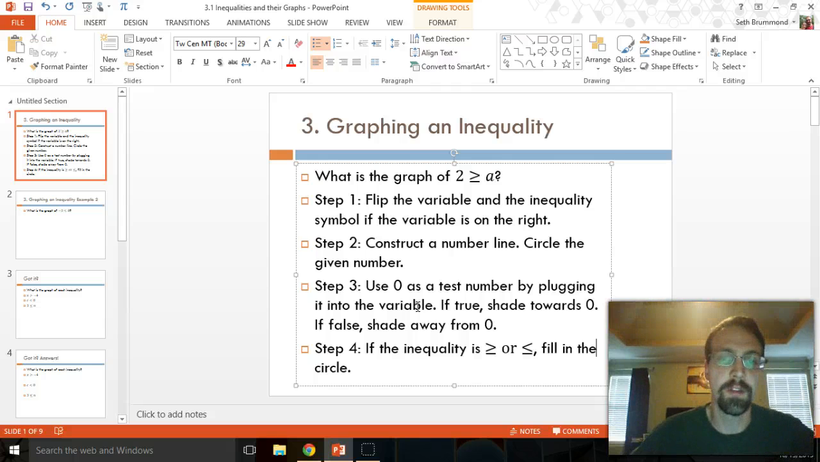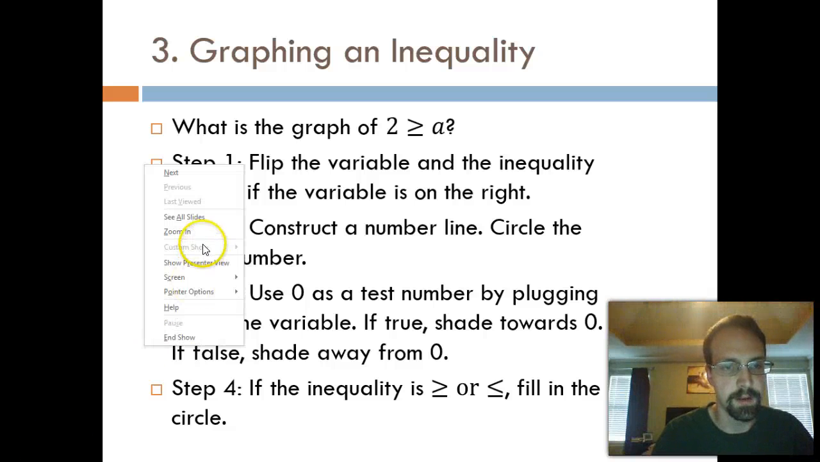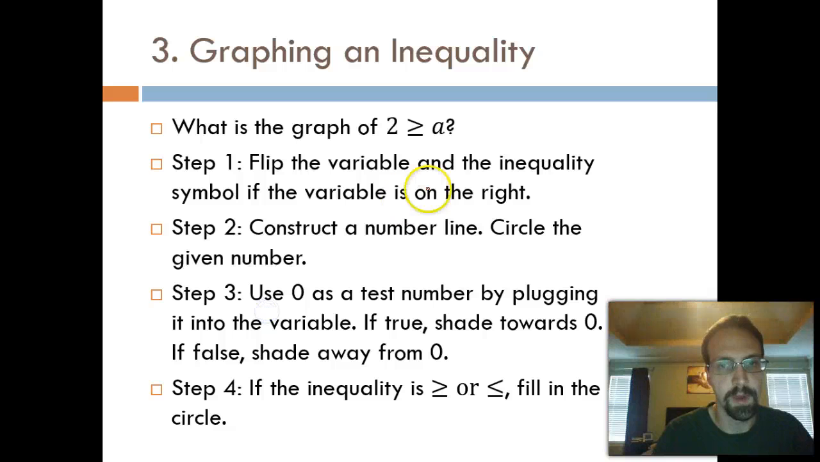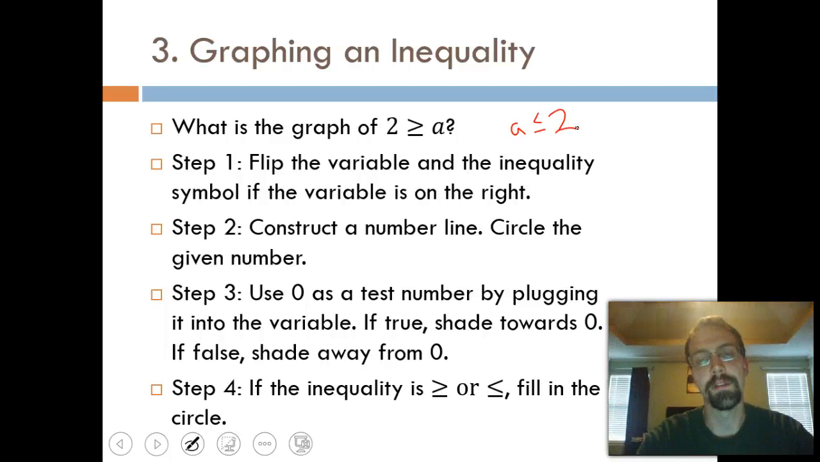All right, sweet. So now that you have these steps copied down, I'm going to go ahead and maximize the screen. I need to write a few things on here. So first thing I need to do, flip the variable in the equality symbol if the variable's on the right. That's happening here. So instead of 2 is greater than or equal to a, we'll have a is less than or equal to 2. So now we have the variable flip-flopped. I think I've done this example in a few of my classes, so if you've already seen this example, just bear with me.